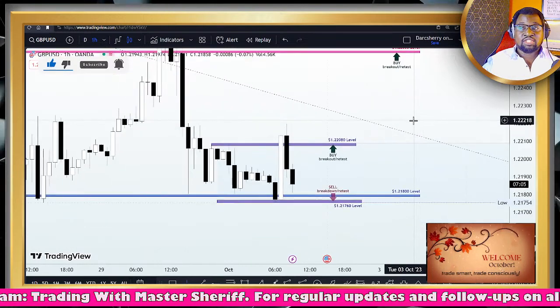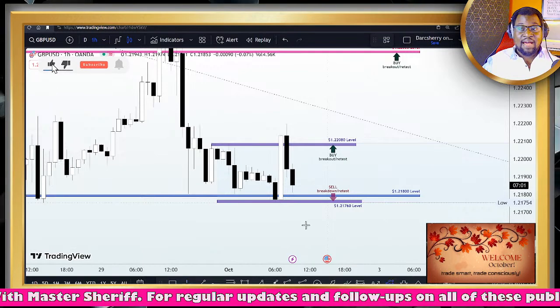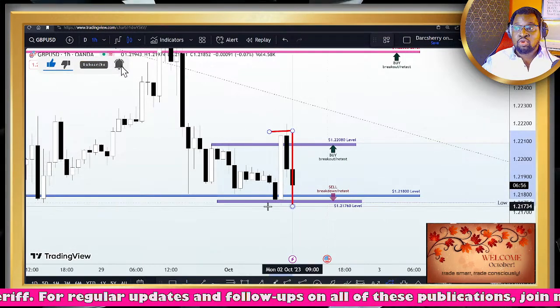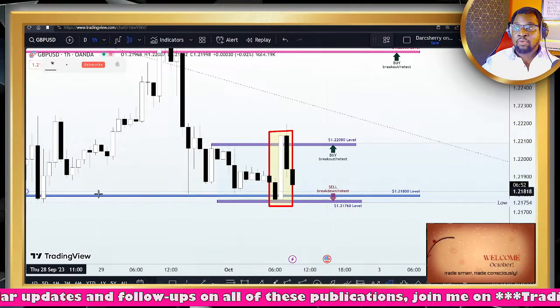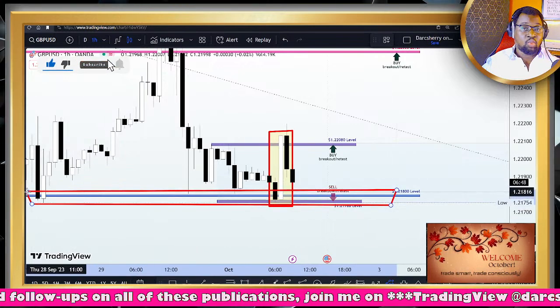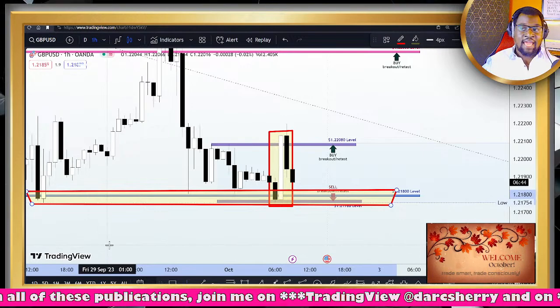However, in as much as we're looking out for buying opportunity, for me at this point in time, I'm holding on to a bullish bias because of this engulfing bullish candle and the fact that sellers have been struggling to break down this 1.21800 area since last week, Wednesday. That is why I'm holding on to a bullish bias here.